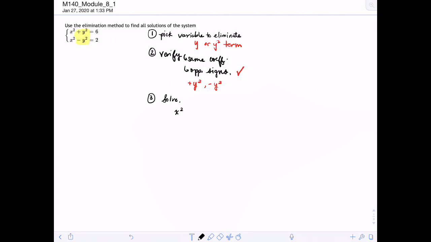So if we have x squared plus y squared equals 6, and x squared minus y squared equals 2, if I go ahead and just add these two together, x squared plus x squared is 2x squared, plus y squared minus y squared, those cancel just like we wanted, and that's equal to 8. And then if I divide each side by 2, I get x squared equal to 4, and therefore x will be equal to plus or minus 2.